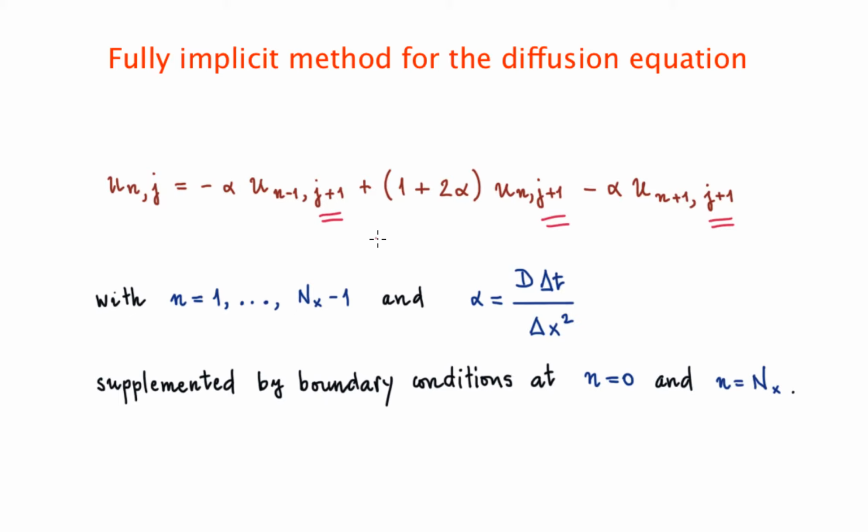That's going to be the matrix representation. Basically, again here, as we had in the explicit method, we have nx minus 1 equations. We have to apply that equation for different n, and this n will run from 1 to nx minus 1. This alpha parameter, again as in the explicit method, is given by this expression: d, which is the conductivity, times delta t, the time step, over delta x squared. The other two equations are going to be supplemented by the boundary conditions evaluated on both sides, at n equals 0 on the left side and n equals nx on the right-hand side.